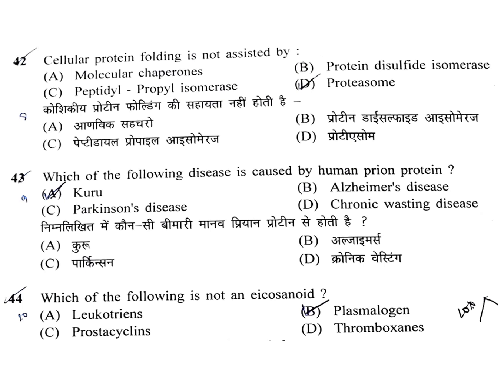Cellular protein folding is not assisted by molecular chaperones. Chaperones do have a role in protein folding. They keep the proteins in a native state until they are folded properly. Protein disulfide isomerase induces disulfide bond formation in the protein. Peptidyl propyl isomerase and the proteasome.